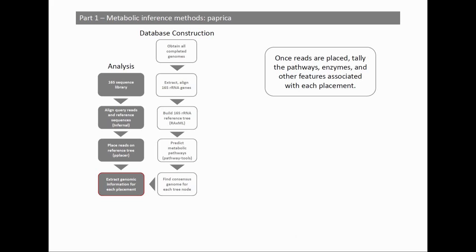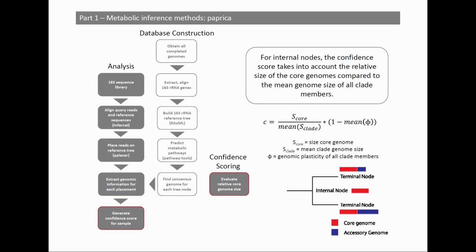So once we've placed all those reads, we can simply extract the genomic information for each placement. And we have genomic information both for the internal nodes on the tree as well as those terminal nodes. The final thing that we need to do is generate a confidence score for these samples. So the confidence scoring is a little bit more complicated. But what we do here is first off evaluate the relative size of the core genome.